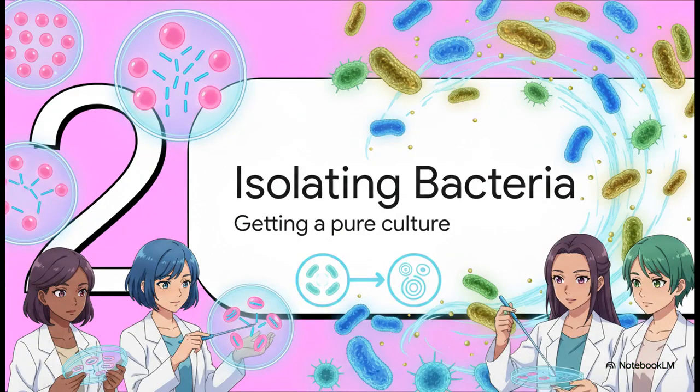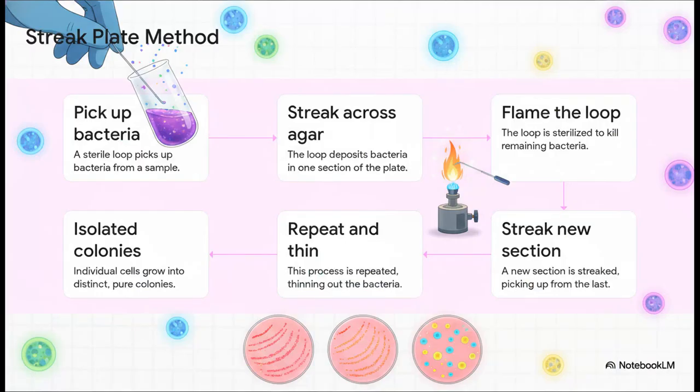The whole goal here is to create something called a pure culture. That means you have an entire population of bacteria that all came from one single parent cell. It's like a perfect bacterial family tree, where everyone is an identical twin. And to get there, microbiologists really rely on two main foundational techniques. The most common method, the one you see everywhere, is the streak plate, and it's just brilliant in its simplicity.